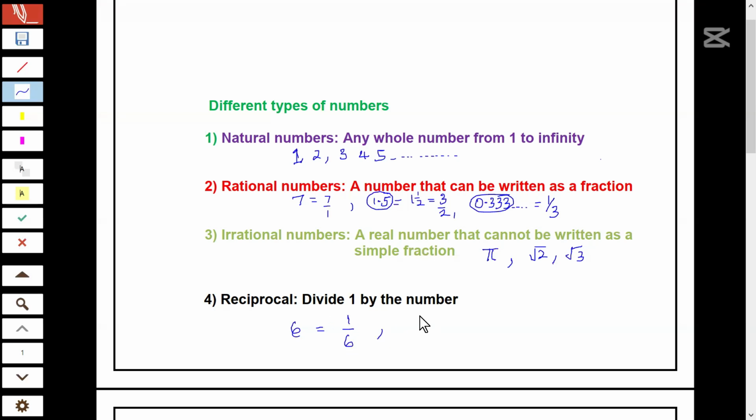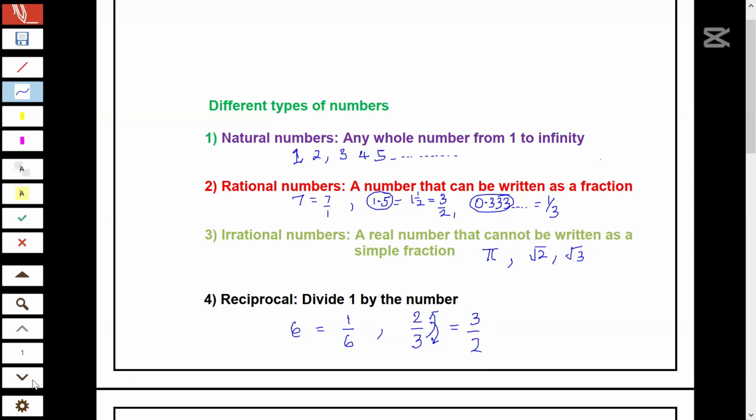Now, another example here is finding the reciprocal of 2 over 3. All you have to do here is just flip it. Denominator goes up and the numerator goes down. Flip this and you will have 3 over 2 as the reciprocal of 2 over 3.